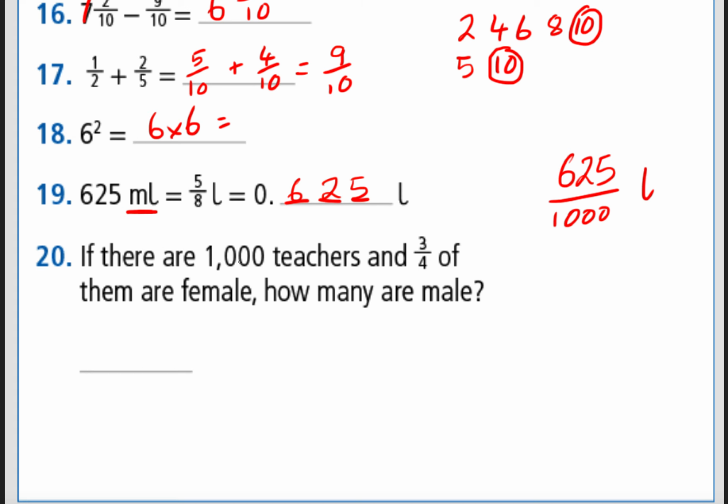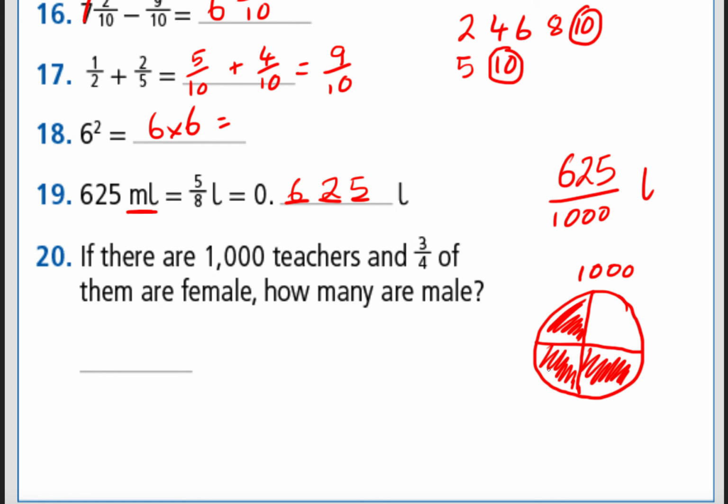Number 20, if there's 1,000 teachers and 3/4 of them are female, how many are male? So if we just draw a picture here of a circle and we divide it into quarters, now I know that's not a very good picture of quarters, but we'll make do with it. So there's 1,000 teachers altogether. This whole circle is 1,000, and 3/4 of them are female. So that's 1/4, 2/4, 3/4 are female.